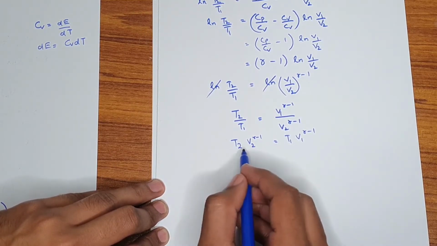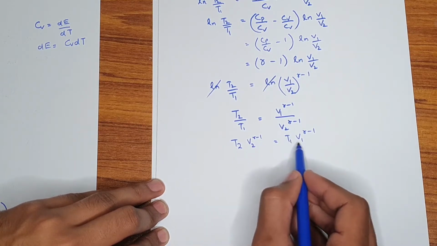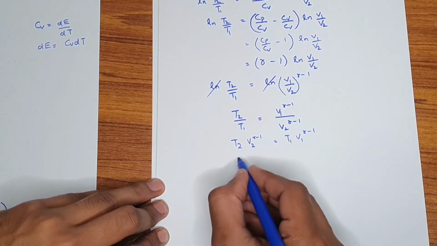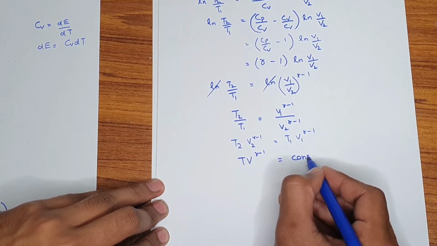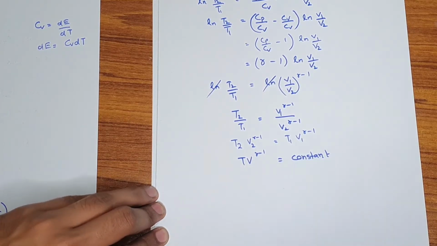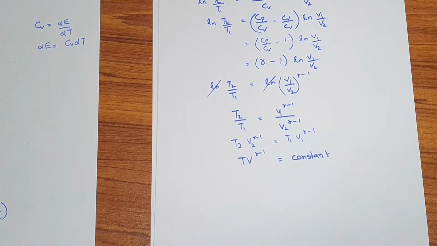And since t2 v2 to the gamma minus 1 is equal to t1 v1 to the gamma minus 1, I can write it as t v to the gamma minus 1 is equal to a constant. So that is one of our relations between temperature and volume. Similarly, we can also calculate the relation between pressure and volume. For that, you again have to consider the general gas equation.